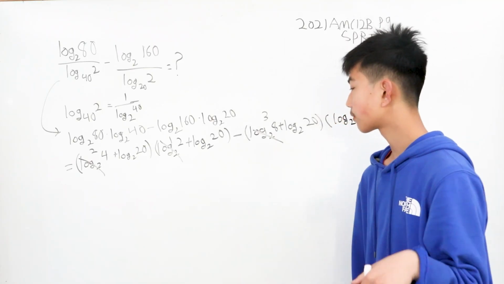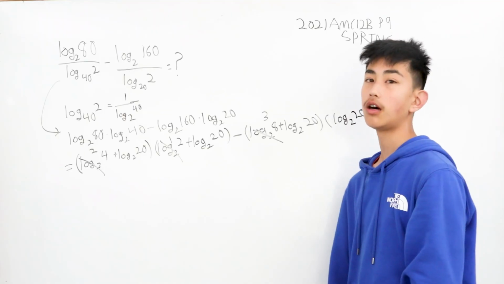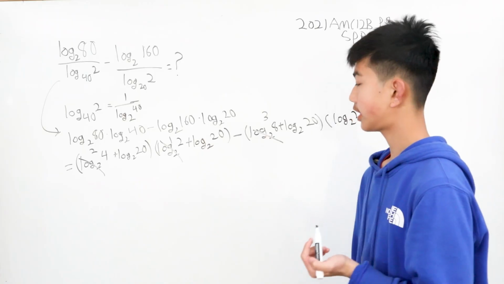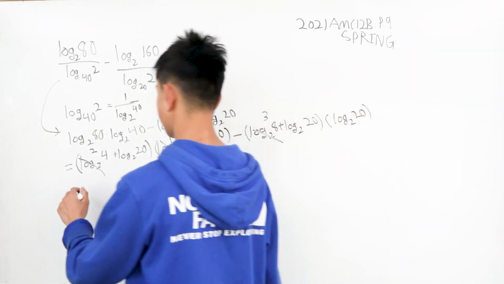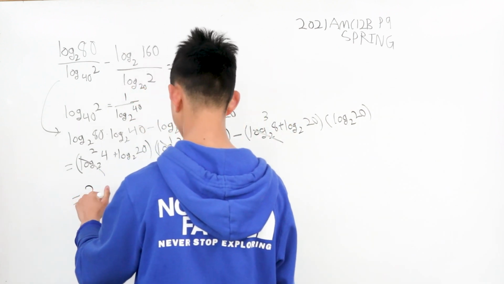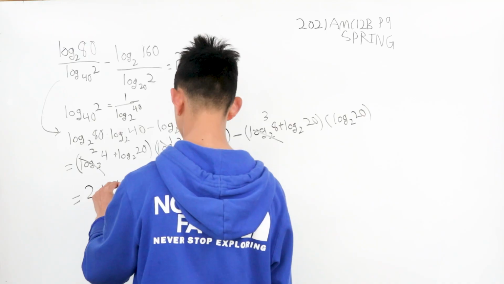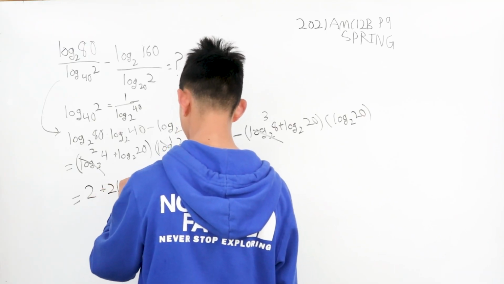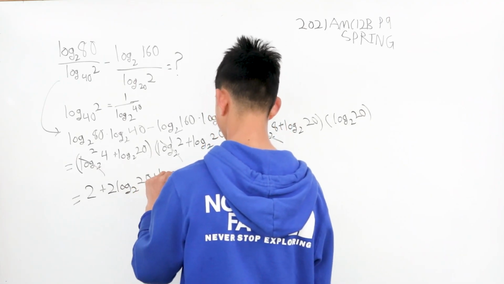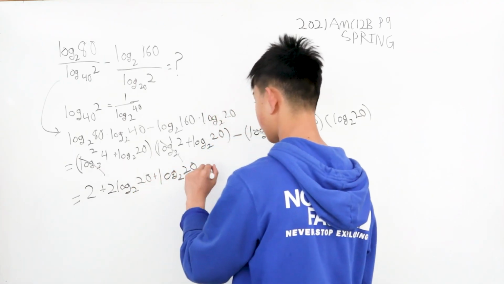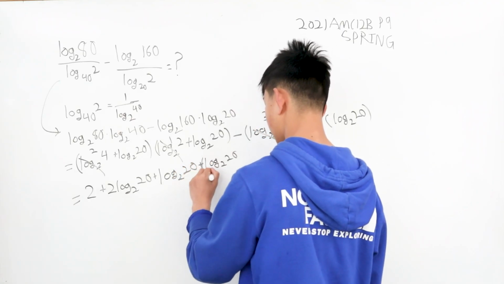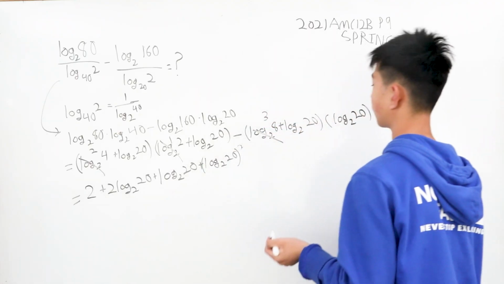Now, in this case, you can just multiply everything out. The way I like to think about it is you think of these logarithms as variables in an equation in algebra. So this would be 2 plus 2 log base 2 of 20, plus another one, log base 2 of 20 times 1 is log base 2 of 20. And then you add log base 2 of 20 squared. That's why we wanted the like terms for the logarithms.